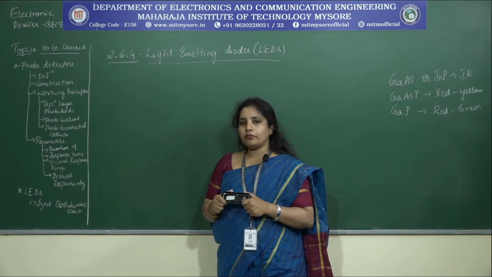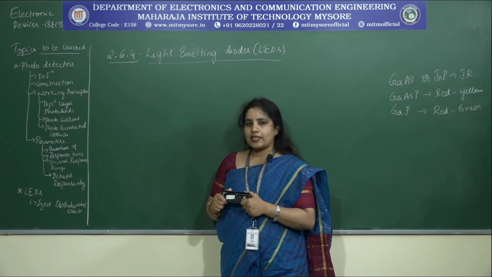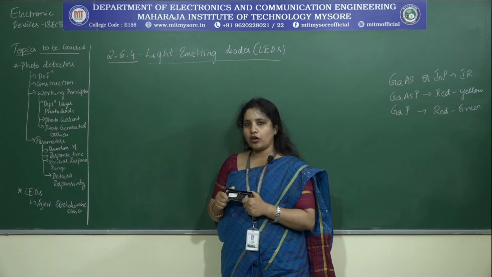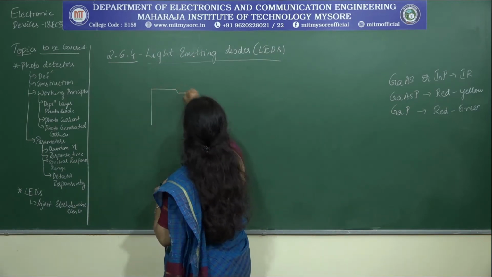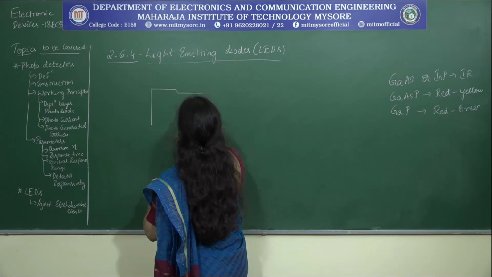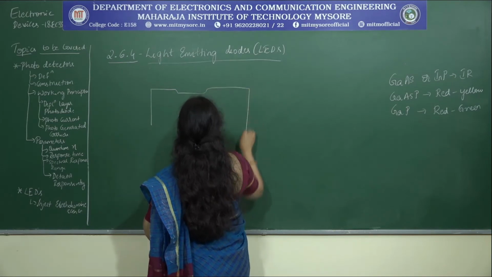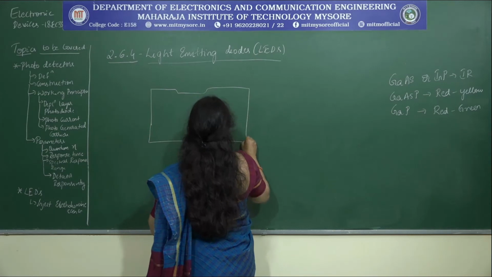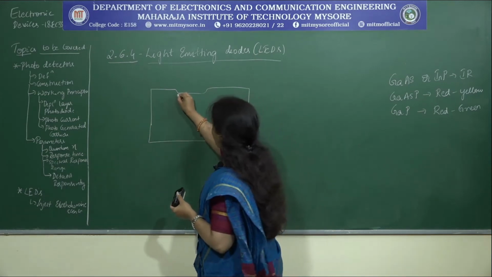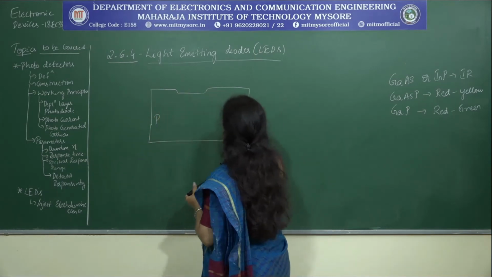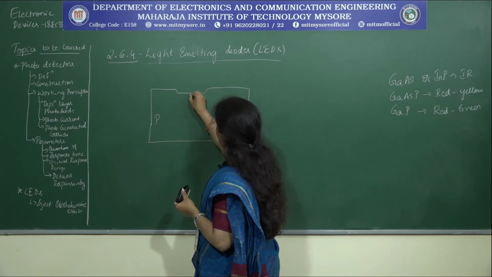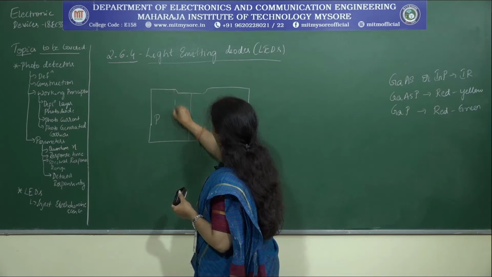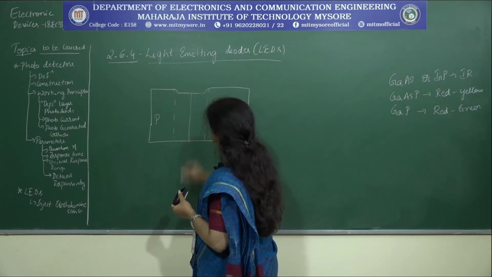Now in order to perform that, let's try to understand how it works. The constructional details are simple, you need not worry about that much. If I consider here, this is made of P type, this is made of N type, and then what do we have in between? It is the depletion region, and that's what I am trying to represent here.